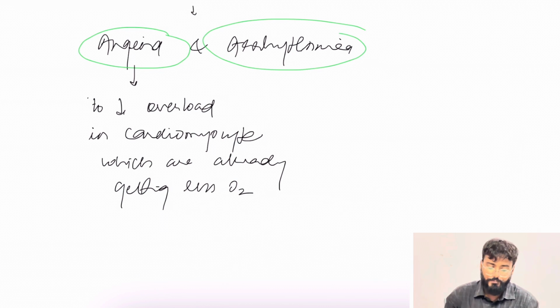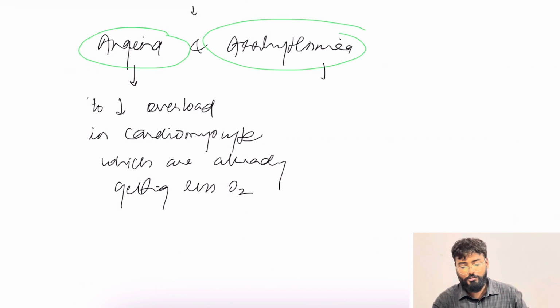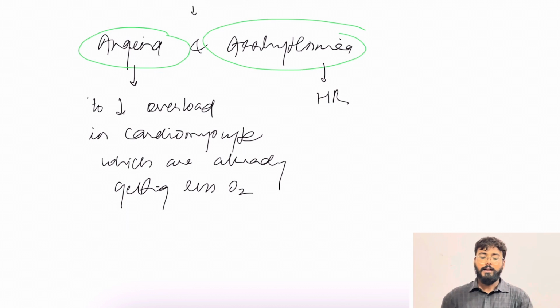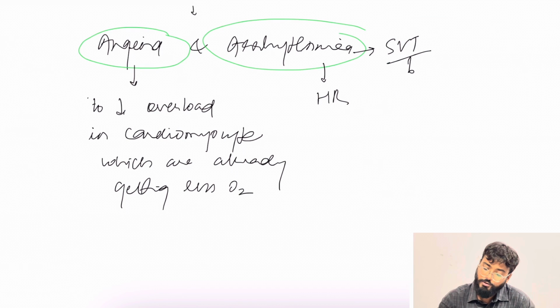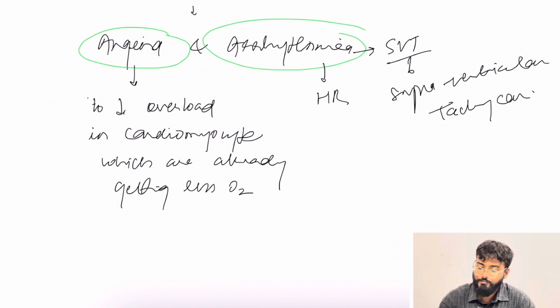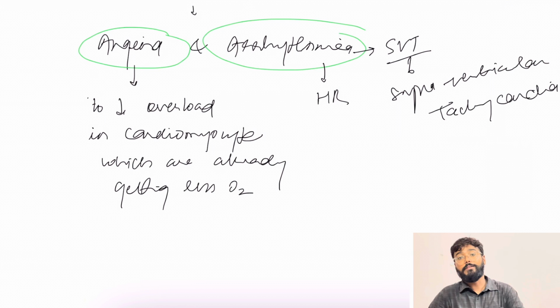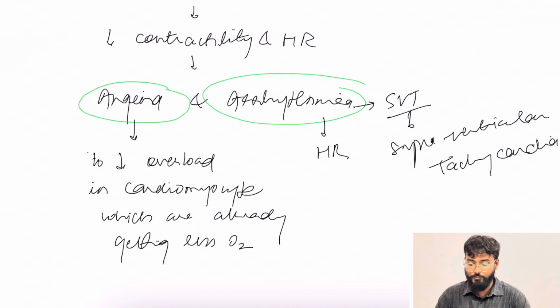And in arrhythmia, just to decrease heart rate, for example, in case of SVT or supraventricular tachycardia. In supraventricular tachycardia, we need to reduce the heart rate. So we will give calcium channel blockers, which will in turn cause blocking of calcium channels, and which in turn reduces your contractility and also the heart rate.